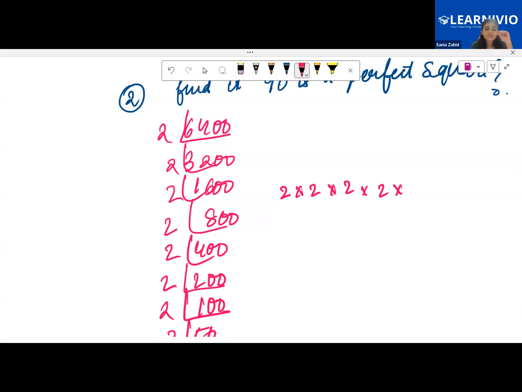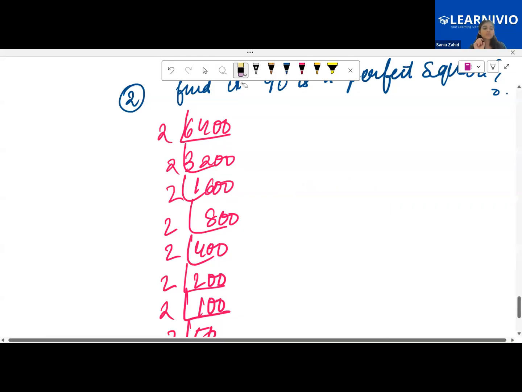Yes, ma'am, but I took 5 in the first one. I mean, I divided 6400 by 5, ma'am. No, you cannot divide it by 5. That is not the correct way of finding the prime factors. For finding the prime factors, you always divide with the smallest number first, which is 2.